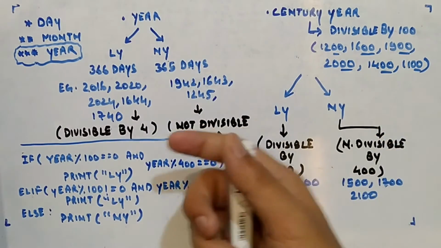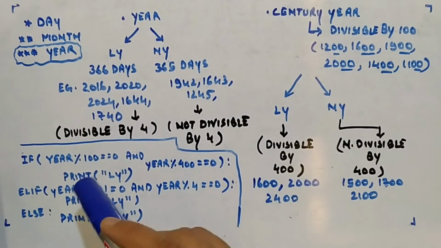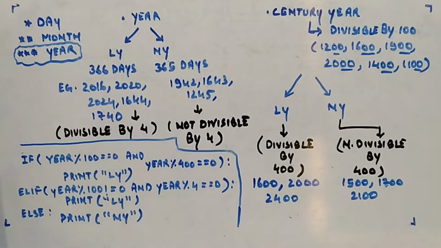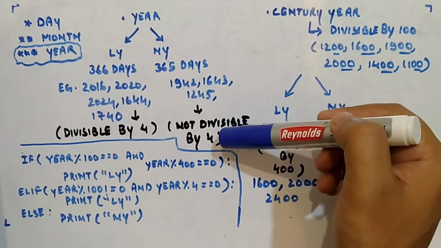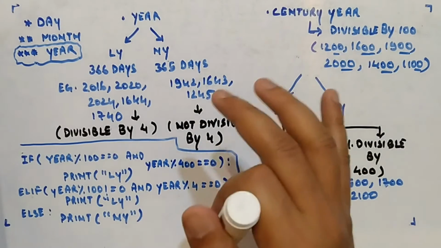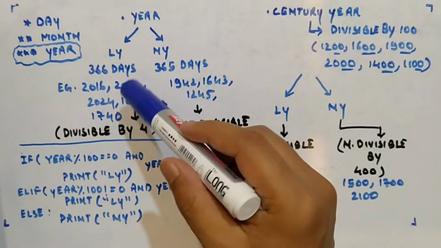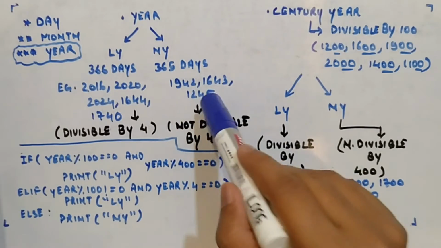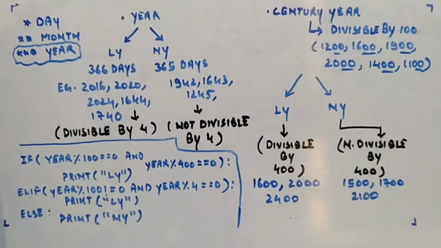So what is the main thing creating this difference? It is this: a leap year is divisible by 4, and a normal year will not be divisible by 4. That's the only difference making this different. Now you can see these are all divisible by 4, whereas these are not divisible by 4. Hence they are normal years, and hence these are leap years. That is one concept.